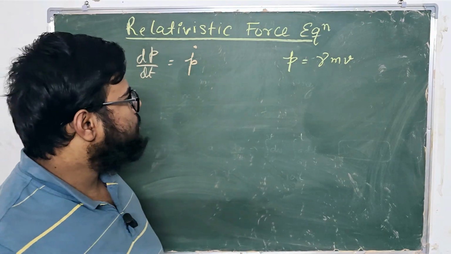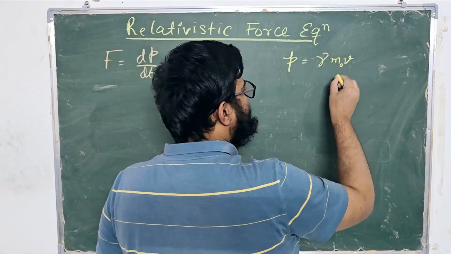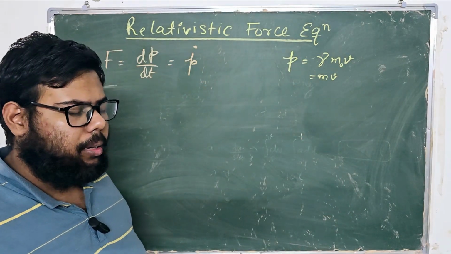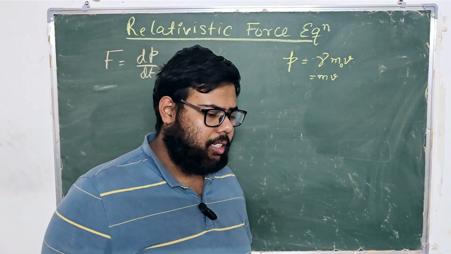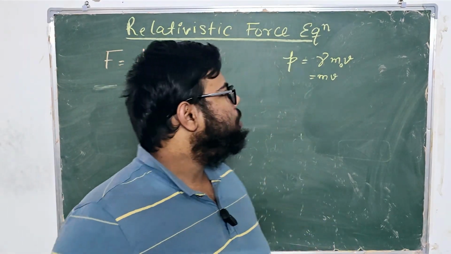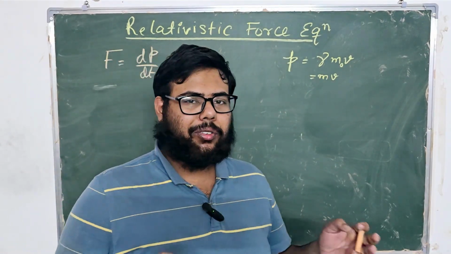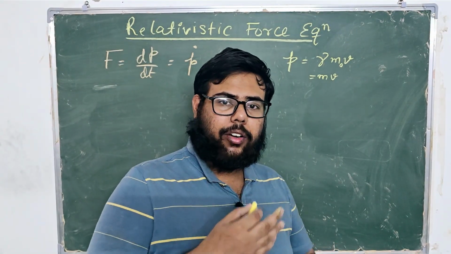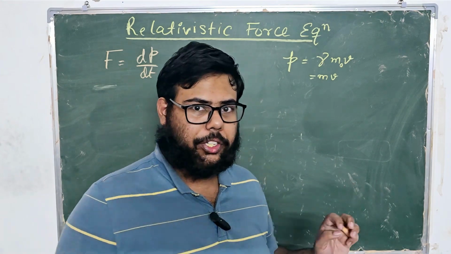Now many people say that you can write over here m naught and you can write mv, where m is the relativistic mass. But relativistic mass is now an older term. Why? Because clearly the mass of an object is not increasing when the velocity is increasing. Mass is an intrinsic property of an object, so it won't change.